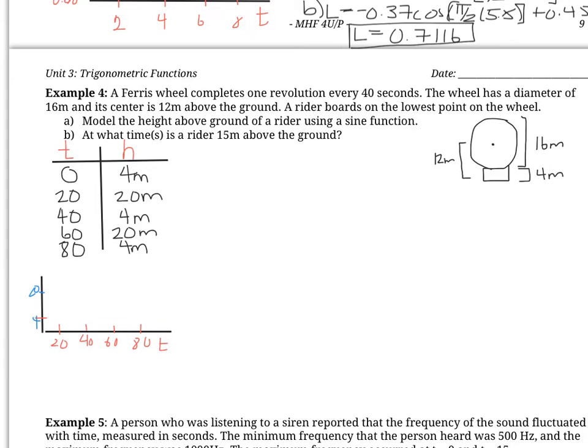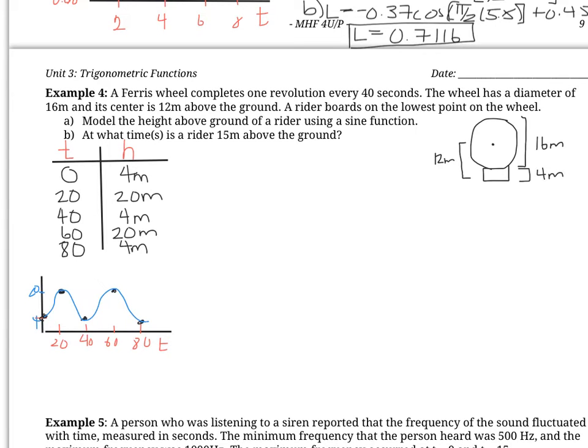Okay, so let's start to plot this guy together. So 0 and 4 is where we start. At 20 seconds, we're at 20 meters. At 40 seconds, we're back at 4 meters, and the pattern goes up and down and up and down. And if we continue it, here is our sine curve or our cos curve.